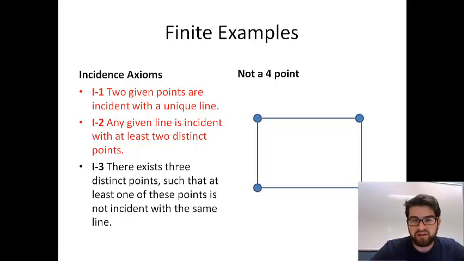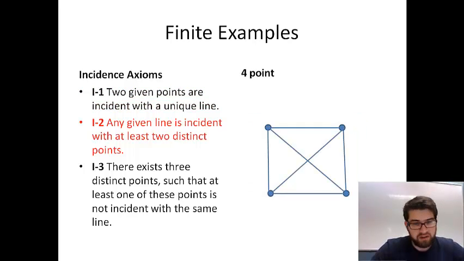Then we have this 4-point universe, and this looks like a square, but it also violates the first one: 2 given points are incident with a unique line. What about these corner points? They need a line that goes through them, so a 4-point universe is going to look something like this.